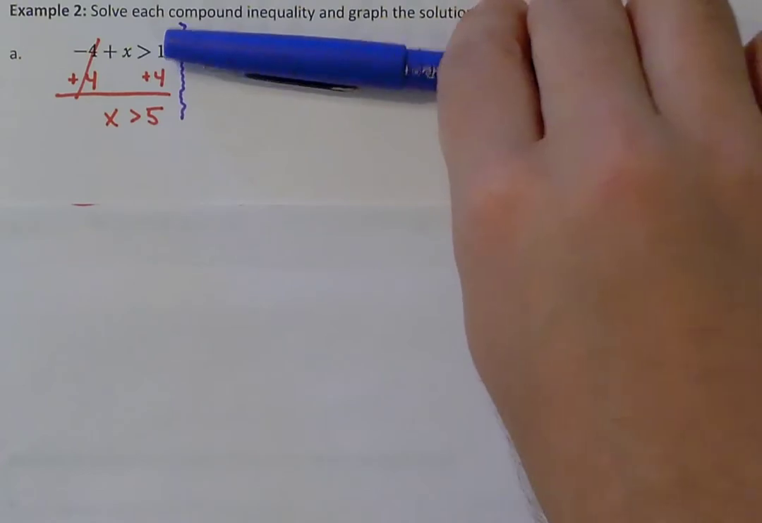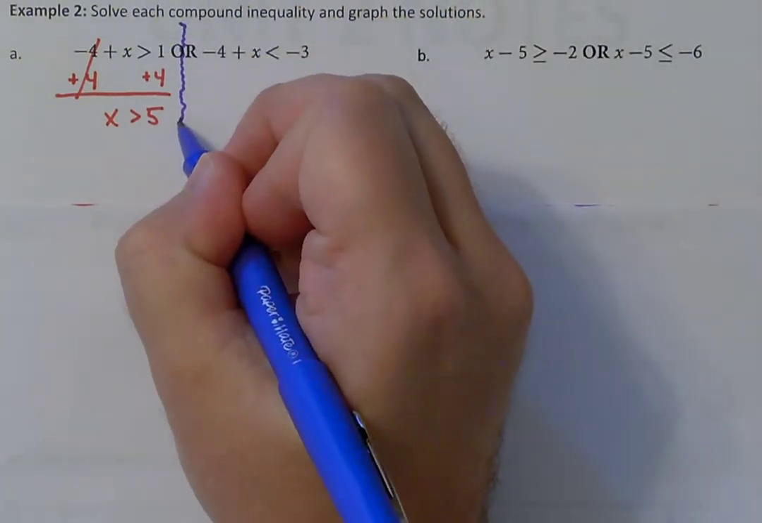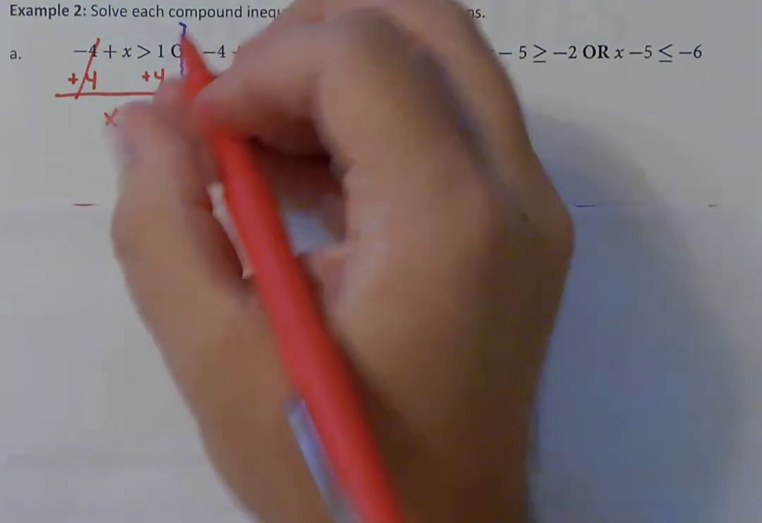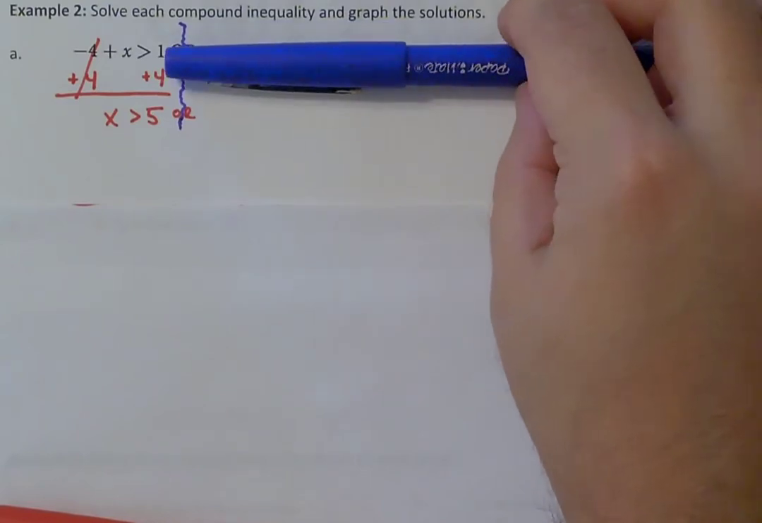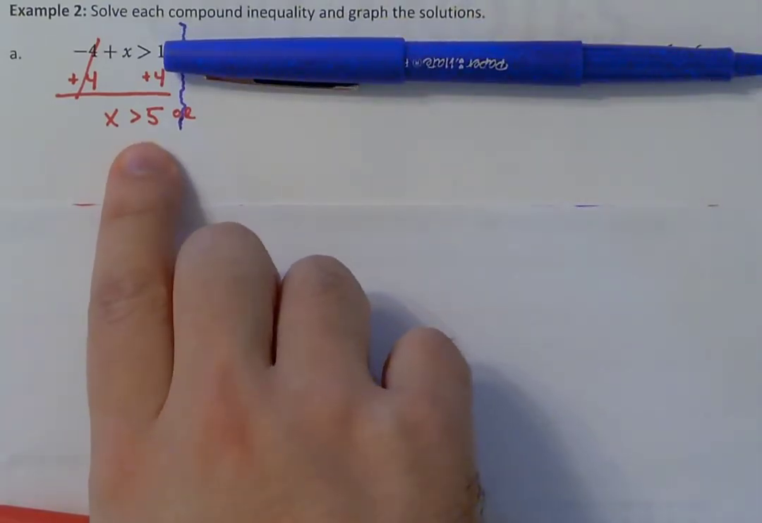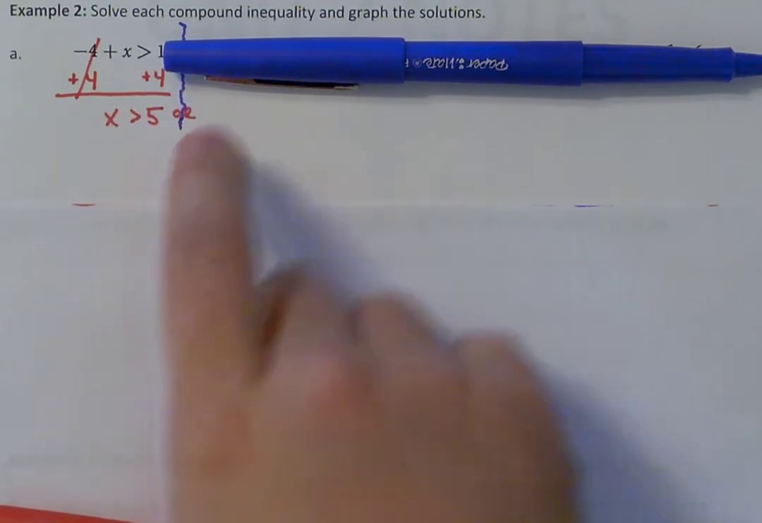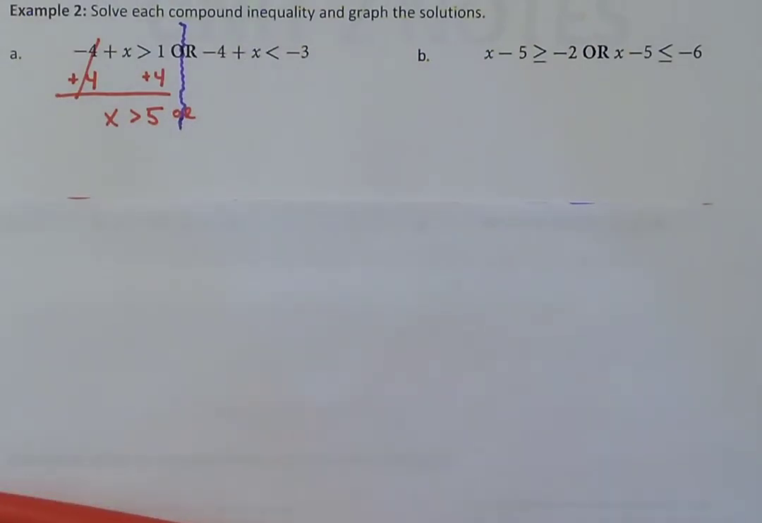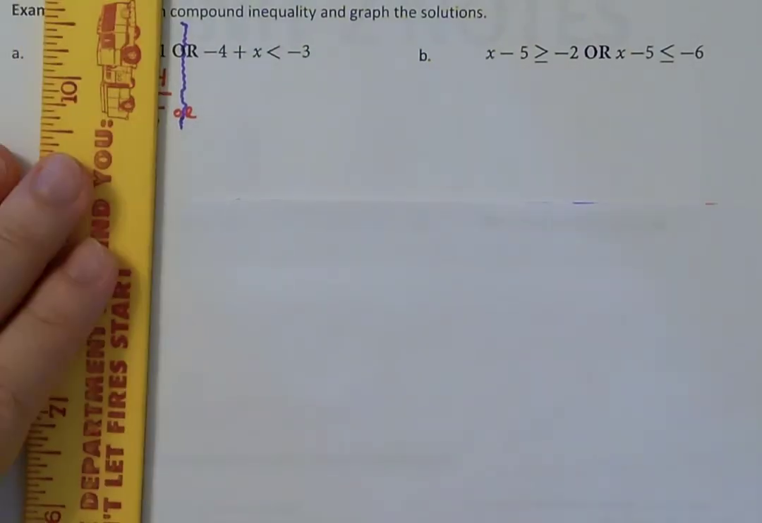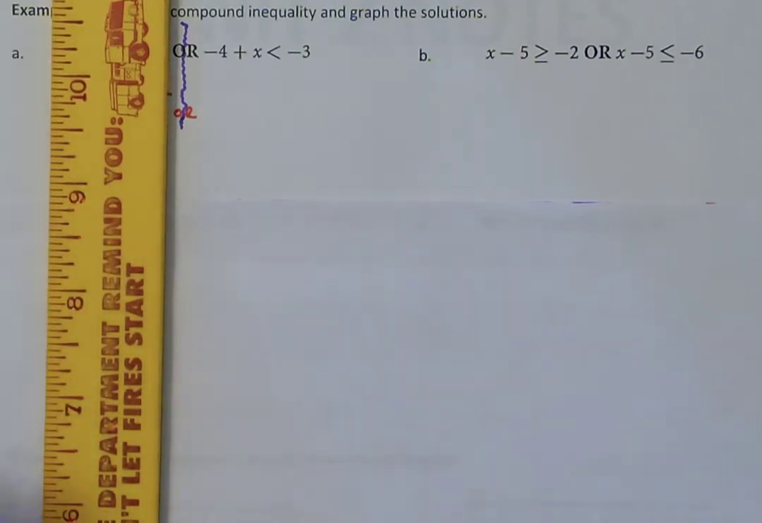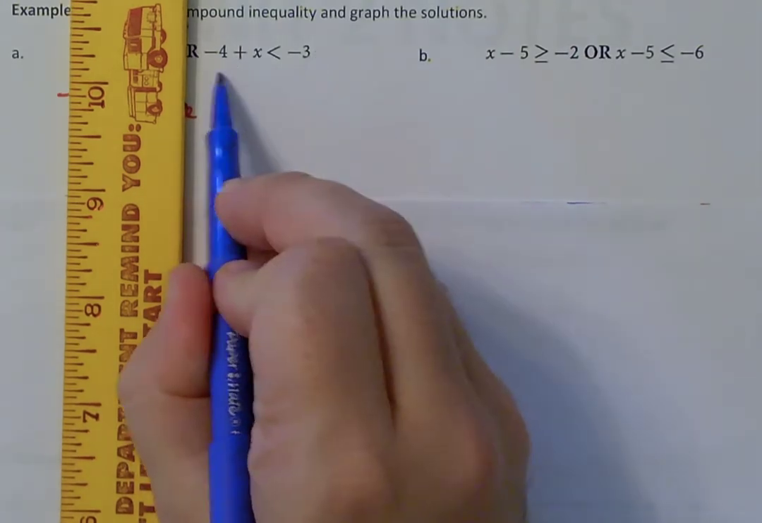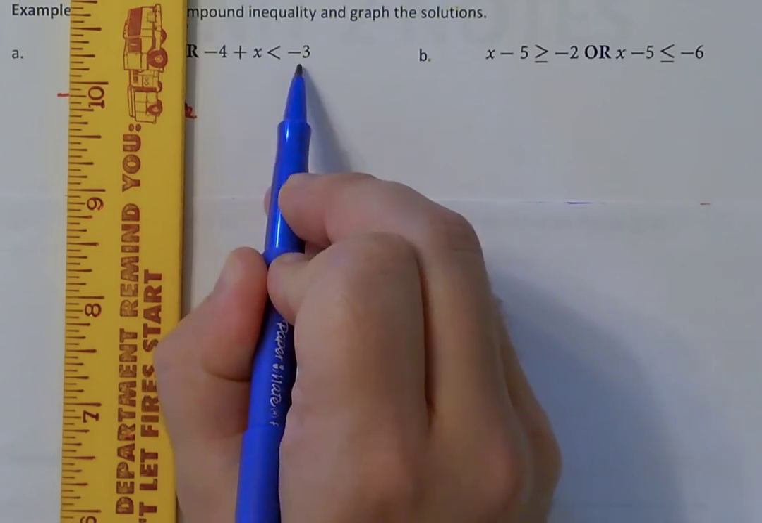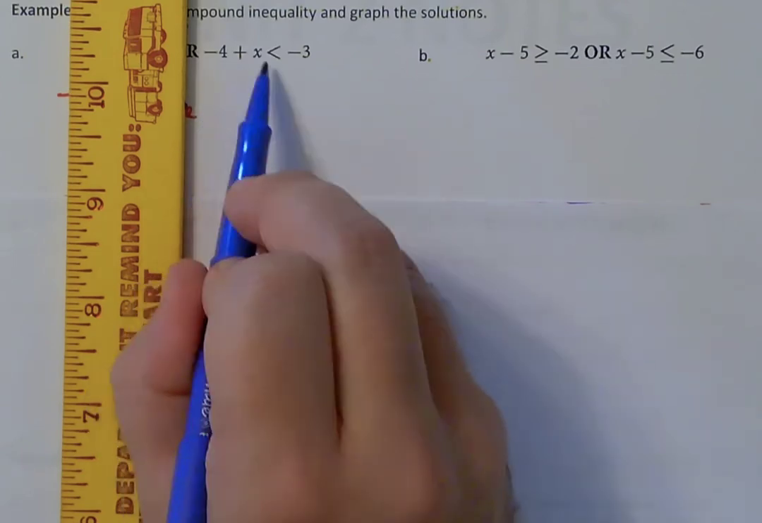Now again, you want to keep these separate because we're dealing with an or statement. So that is the first half of my work for this problem. So I have x is greater than 5, or now is when we move to the right side. I'm going to cover up the left side, so we can ignore that. On the right side I have negative 4 plus x is less than negative 3. So we need to go through and solve this.